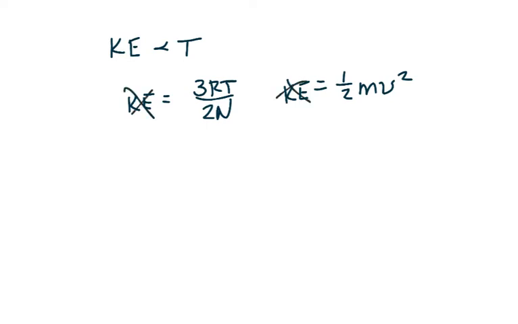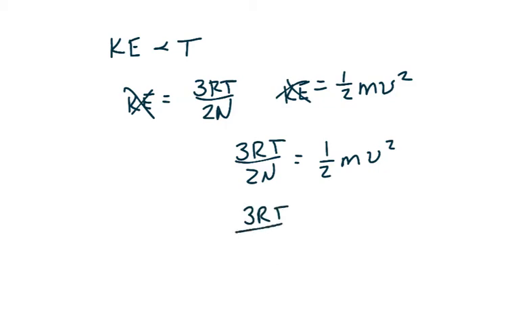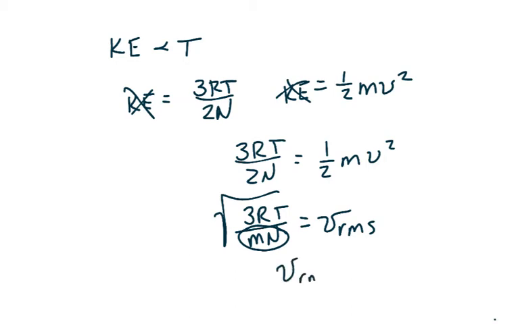So then we can just get rid of the middleman and set these two equal to each other and rearrange for velocity. We'll give you the square root of 3RT over mN is equal to the velocity. And this mN is the mass times Avogadro's number, which is the same as the molar mass. So the most common way that you'll see this equation written is the root mean square velocity is equal to the square root of 3RT over the molar mass.